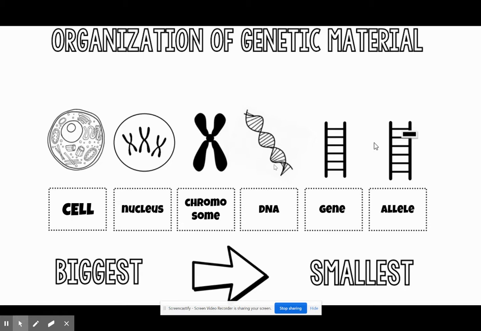So we go from our cell to our nucleus to chromosomes to DNA to gene to allele. And this is just to kind of show you and help you mentally envision what chromosomes are, what DNA is, where the genes are, and it's a lot. So don't get overwhelmed because we're going to talk about this a lot and we're going to come back to this specific page quite often.